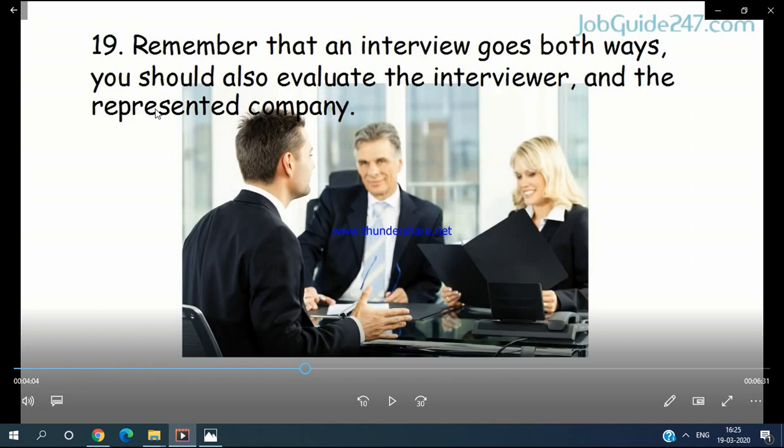Both ways means they will ask you some questions because they want to check your knowledge, how much knowledge you have. Sometimes they ask very simple, very friendly, very easy questions, and you think, what is this they asked me? But remember that sometimes they play with our minds. They just want to know what our mentality and thinking is.